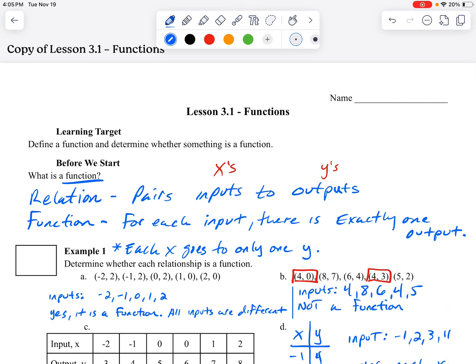In this video, I'm going to quickly go through our notes for lesson 3.1, which is our introduction to functions. So we're going to start by talking about what a relation is and what a function is.